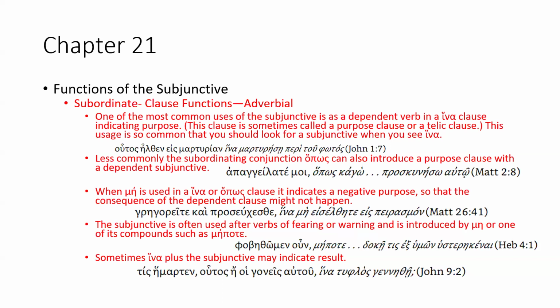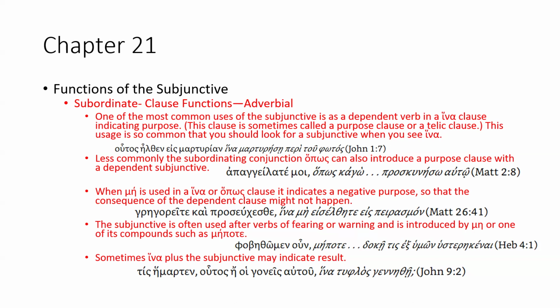Less commonly, the subordinating conjunction hopos can also introduce a purpose clause with a dependent subjunctive. So, apangeilate moi hopos kagō proskynēsō autō. So, report to me so that I also might worship him.